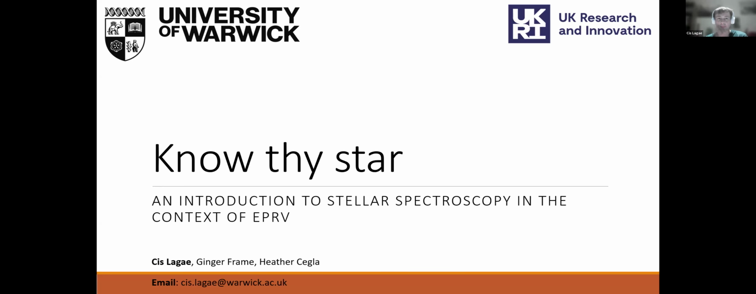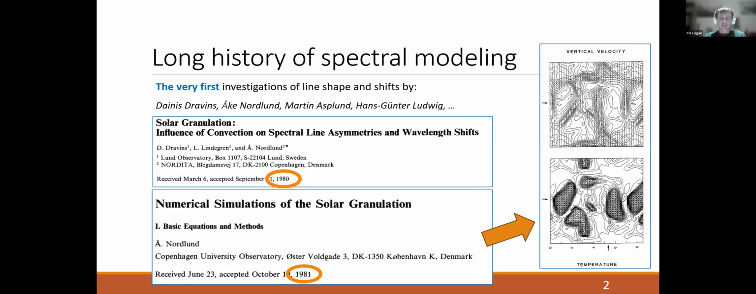So let's start by going back in time a bit and see that there's a long history of spectral modeling going back all the way to the 1980s. The very first investigations of spectral line shape and shifts have been done by Dennis Rivens, Orke Nordlund, Asplund, Ludwig. And it's interesting to know that already in 1980 and 1981, these people have made 3D models of stellar atmospheres and created synthetic spectra to really investigate how the stellar surface behaves and how lines form. So this is more than 40 years ago when the first 3D models were done. And just to note that all these people are still publishing to this day. So these are really the pioneers of the field.